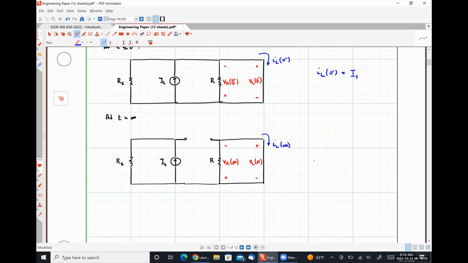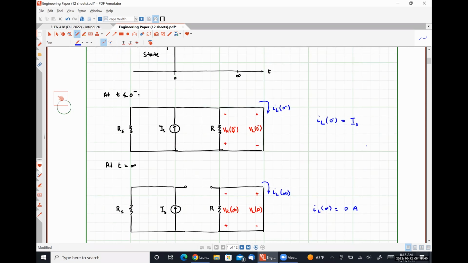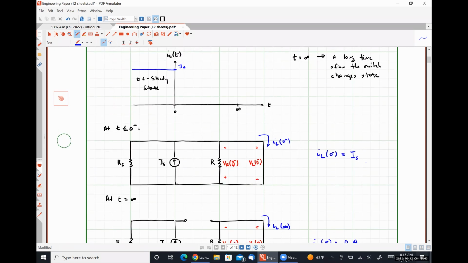Does anybody have any thoughts on what IL at infinity might be? Zero. Because effectively, our inductor isn't connected to anything that would excite it, right? So if we come back to our plot, we can see that for t greater than infinity, our inductor current is zero, and it's a constant value. So this section of time also represents a DC steady state condition.